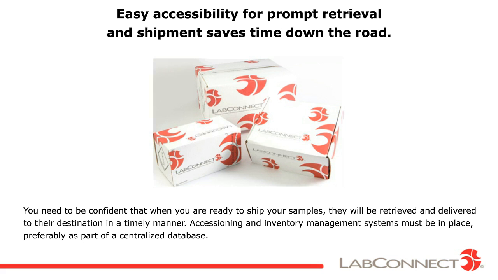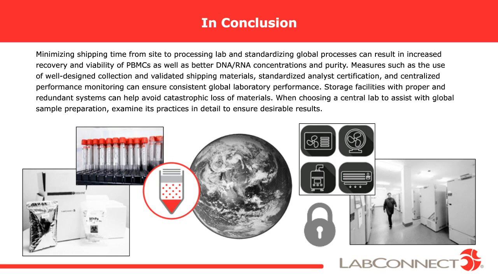In this webinar, we have touched on 3 critical factors to achieving successful global processing. They are collection and shipping, identifying the proper laboratories for your studies, and storage conditions. What we've learned is that having strategically located processing labs and standardized global processes will result in shorter shipping times, quicker turnaround times, and enhances the possibilities of increased viability and recoveries of samples being processed.